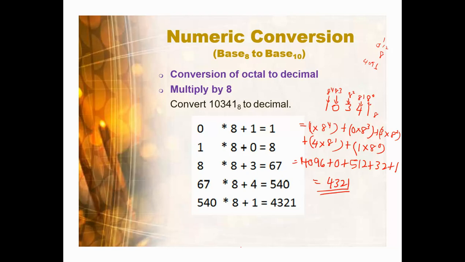So we write 1 times 8 power of 4 plus 0 times 8 power of 3 plus 3 times 8 power of 2 plus 4 times 8 power of 1 plus 1 times 8 power of 0. So you get the values and then you add, and you will get the answer in decimal numbers. You have to show this working instead of only giving the answer.